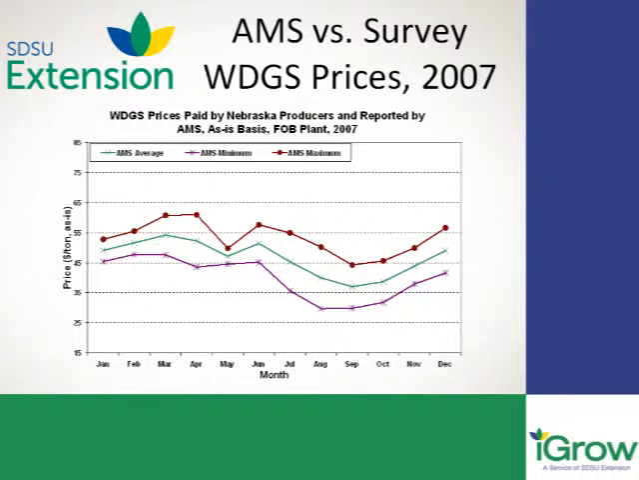Back in 2007, the Agricultural Marketing Service, which is an agency of USDA, started reporting daily prices for ethanol co-products being sold in South Dakota ethanol plants, as well as those in the surrounding states of Iowa, Missouri, Nebraska, and Kansas. What's interesting to note in this particular graph, and I'm going to show you a similar graph in a second, is that the average prices and the range of prices are denoted.